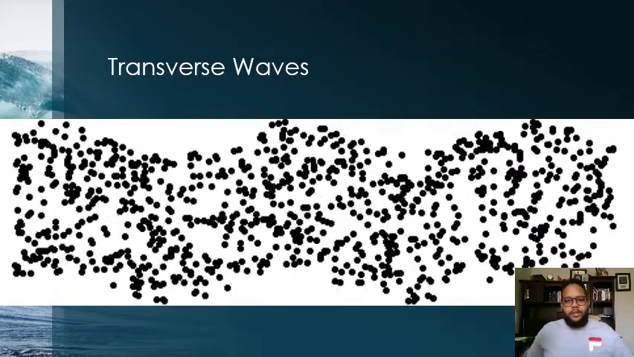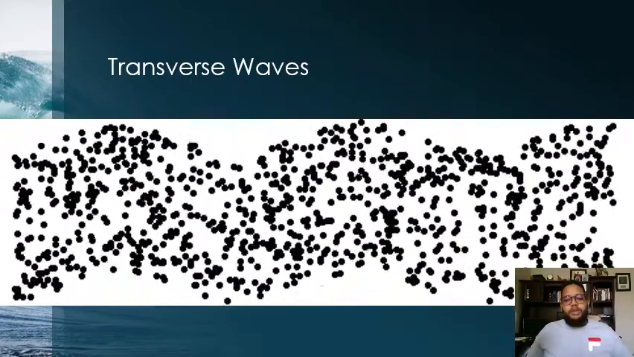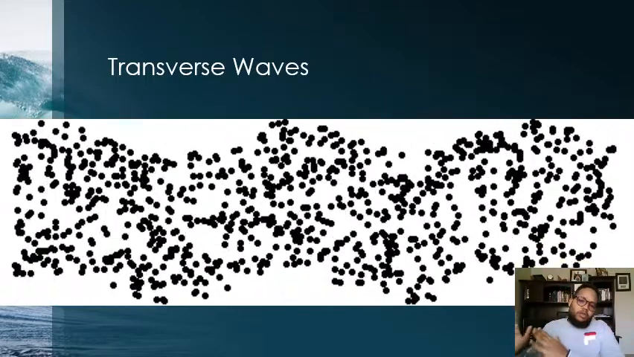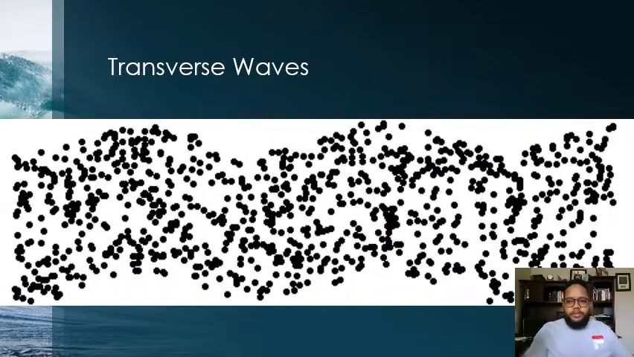Transverse waves are very similar, except as you can see, the particles are moving up and down instead of moving across. But the wave still is moving across the screen.